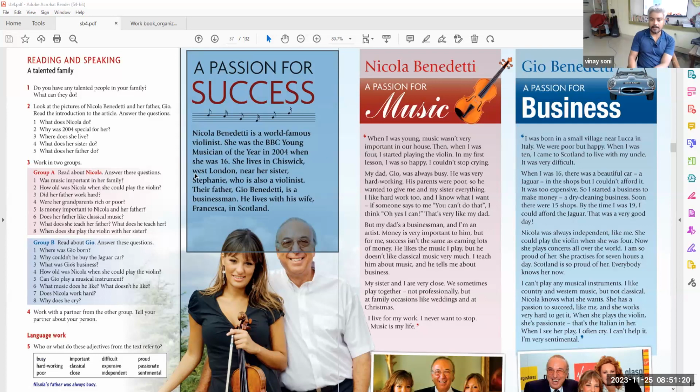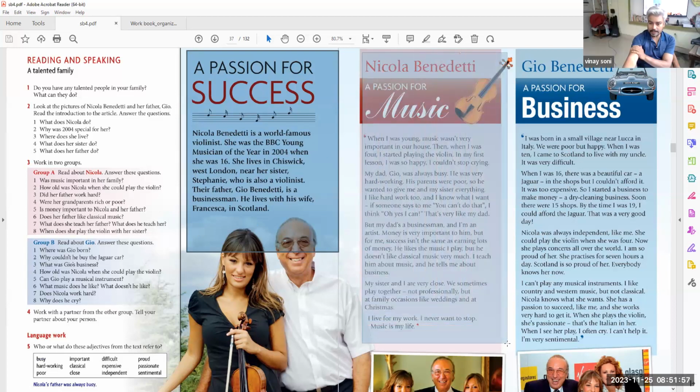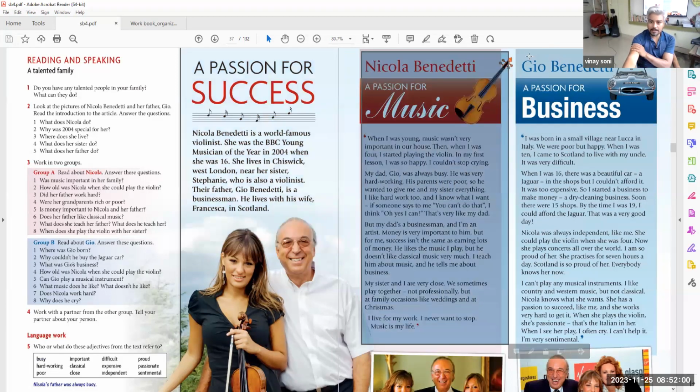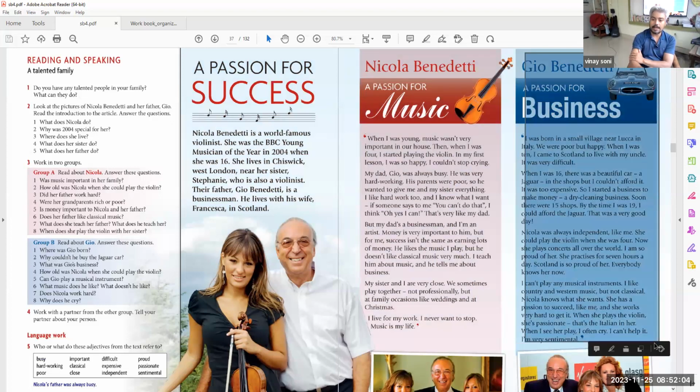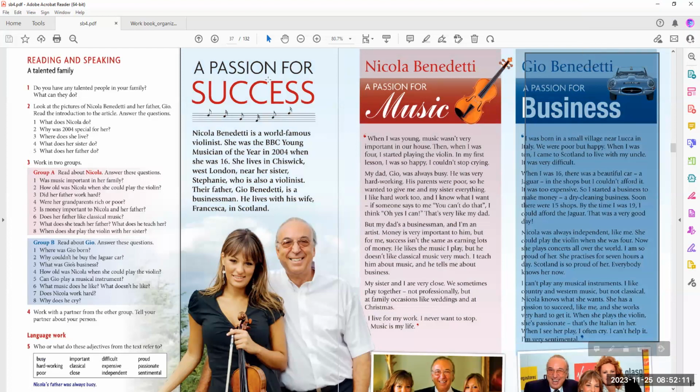Very good. Now, we are going to divide ourselves into two groups. One group will read about Nicola and the other group will read about Gio. So, who do you want to read about? Who are you more interested in, Nicola or Gio? Choose your person. If you are interested in Nicola, then read about Nicola Benedetti, the text on the right side page. And if you are interested in Gio, read about Gio Benedetti. So choose one person, whoever you want to choose, and read.